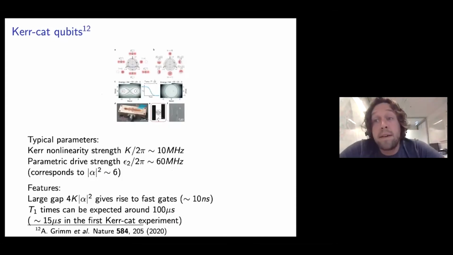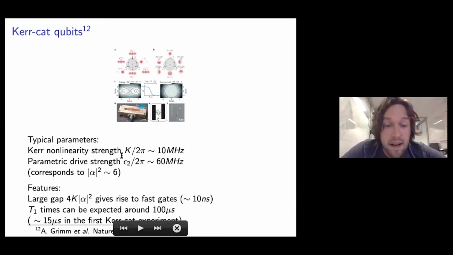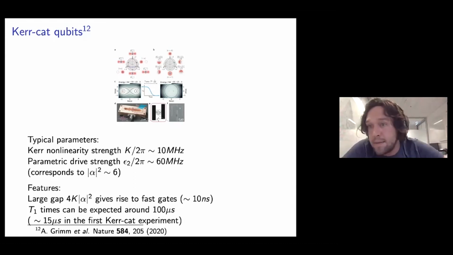These qubits have been produced at Yale. So here's a Yale experiment. These are the typical kinds of parameters we expect. A Kerr nonlinearity has a strength of around 10 megahertz. The parametric drive strength, which is that K alpha squared term, is around 60 megahertz, and that corresponds to a value of alpha squared around 6, which is fairly big, fairly normal. The bias is where I said it would be before, order 100.